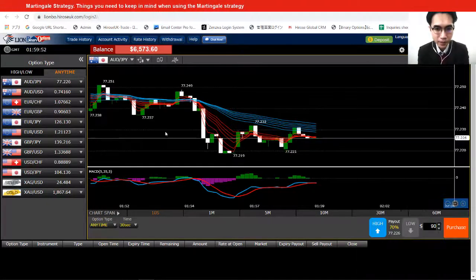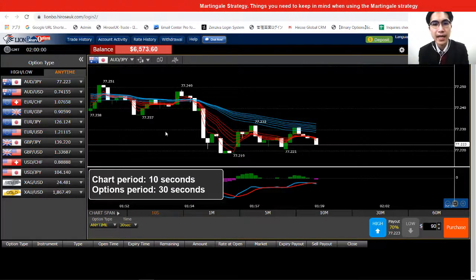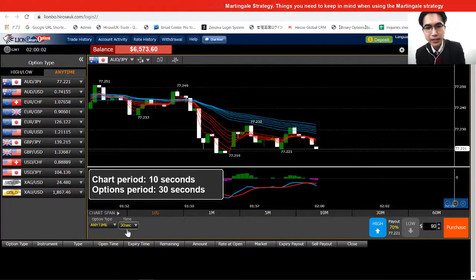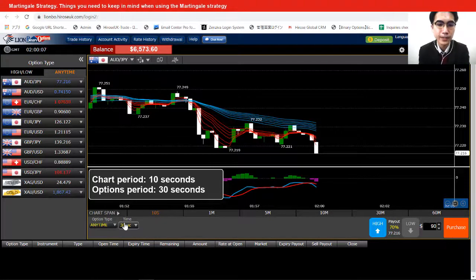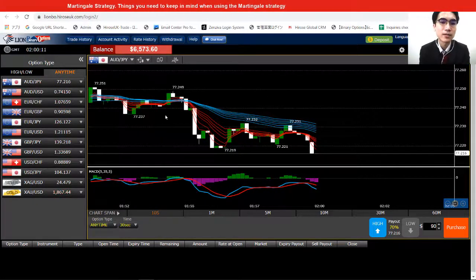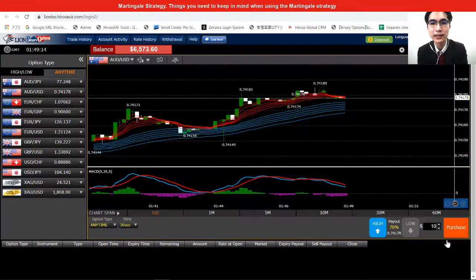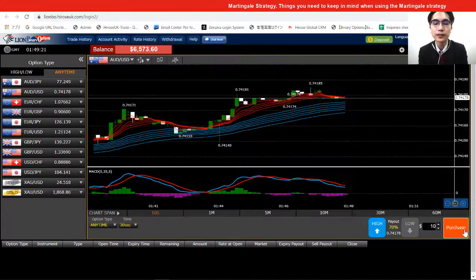So for today, I'll be trading with a short-term period. So I'll be using a 10 seconds chart to trade with a 30 seconds option. So again, chart period is 10 seconds and option period is 30 seconds. So we are all done, and now we can just browse on the market and see which one to trade with. Okay, so in here, let me just talk about the strategy a little bit first.